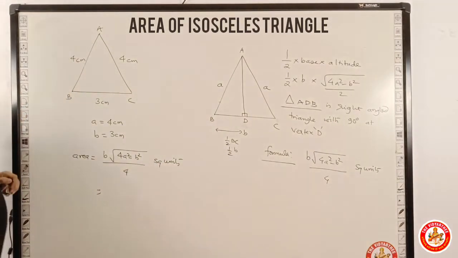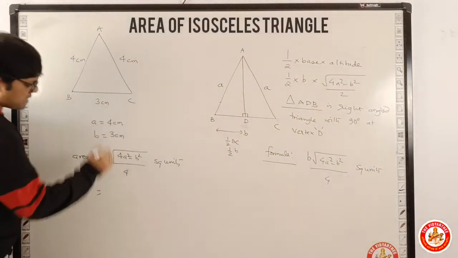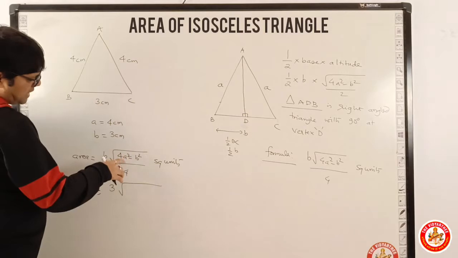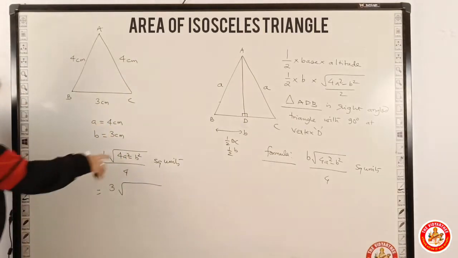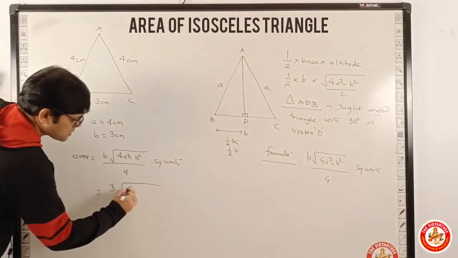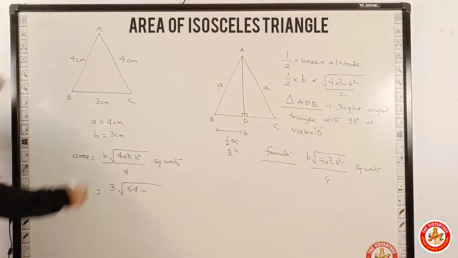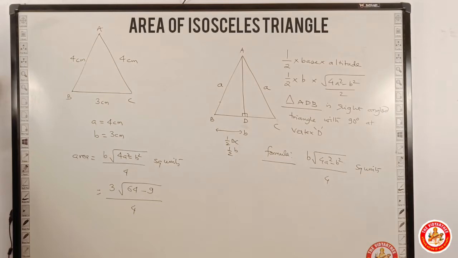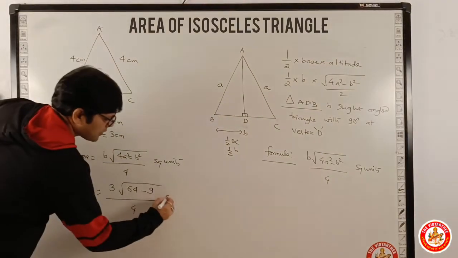Actually, it comes directly. See, B is 3 centimeter. 4 times A square, A square is 16, 16 into 4 is 64. So this is 64 minus B square. What is B square? 9 whole divided by 4. This is your square units.